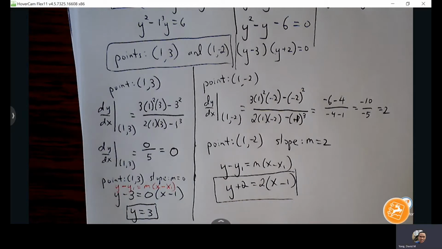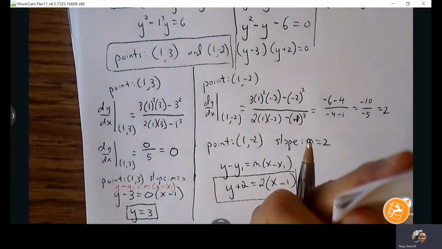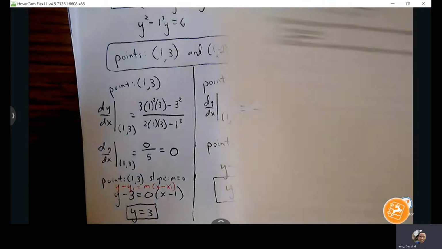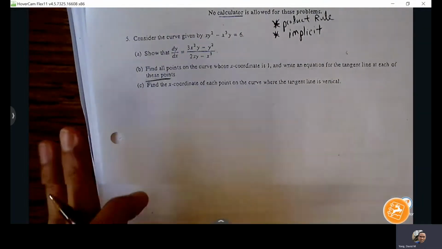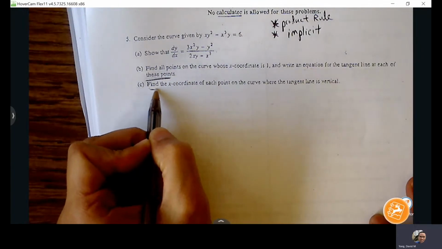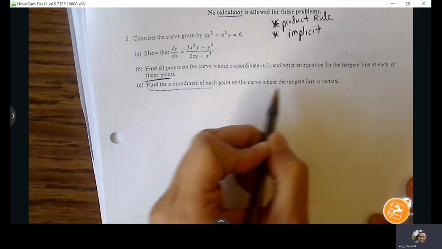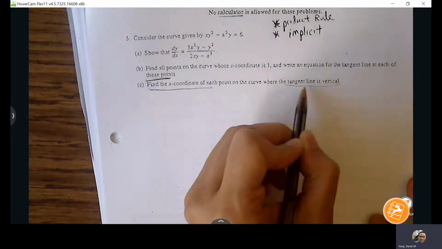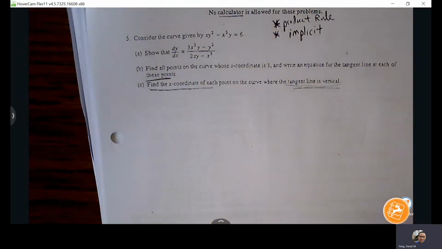Any questions with part B? Right. Part C, I just want to do the setup. The algebra is a little messy for this one, but I'm more concerned about the setup here. Find the x-coordinate of each point on the curve where the tangent line is vertical. How do we approach this? How do we find where the tangent line is vertical?